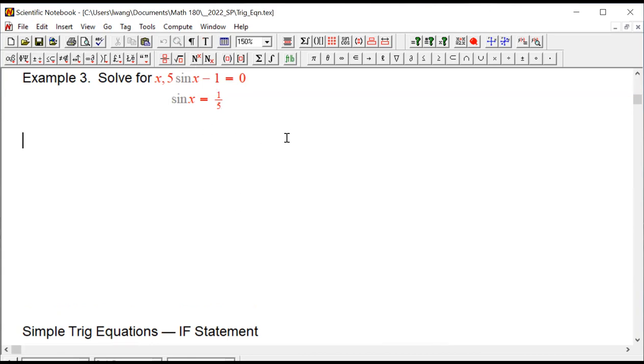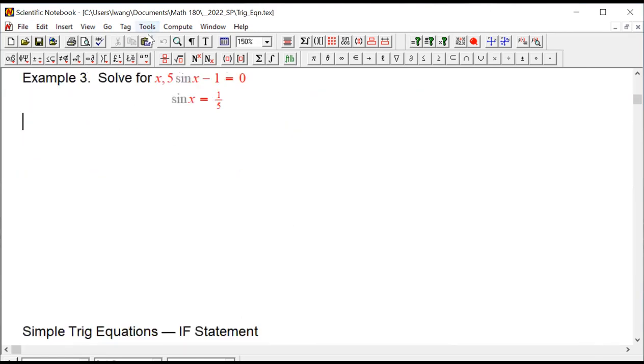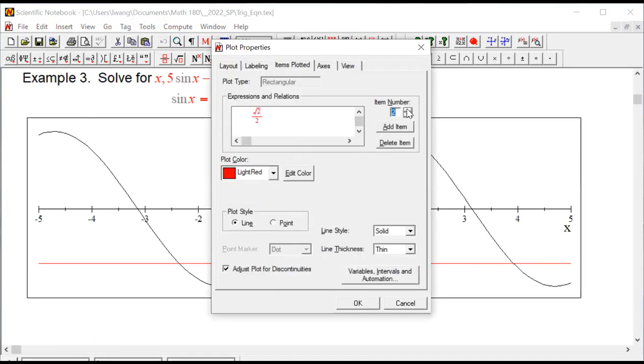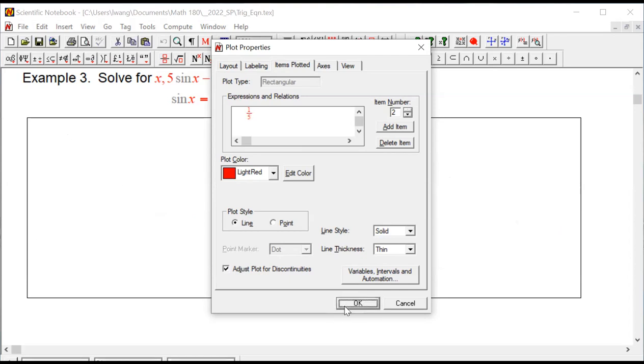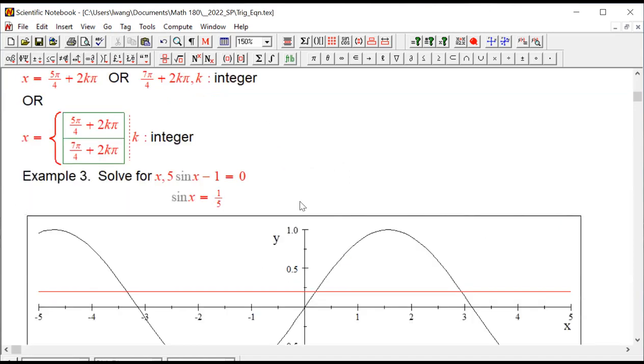We certainly do, right? If we take the picture like this, and we draw a horizontal line at 1/5, we have many, many solutions. The question is, how do we express those solutions? Do we use the unit circle? You could use a unit circle.